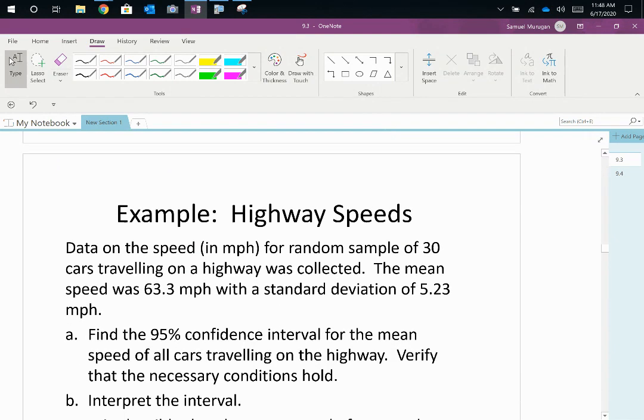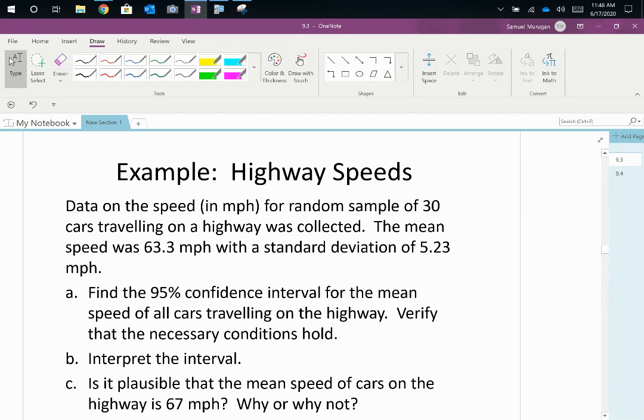All right, now we're going deeper into how to compute this. Data on speed in miles per hour for a random sample of 30 cars traveling on a highway was collected. The mean speed is 63.3 miles per hour with a standard deviation of 5.23 miles per hour. Find the 95% confidence interval for the mean speed of all cars, and verify that the necessary conditions are met.